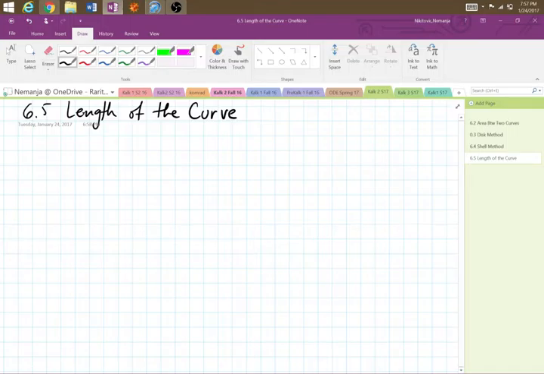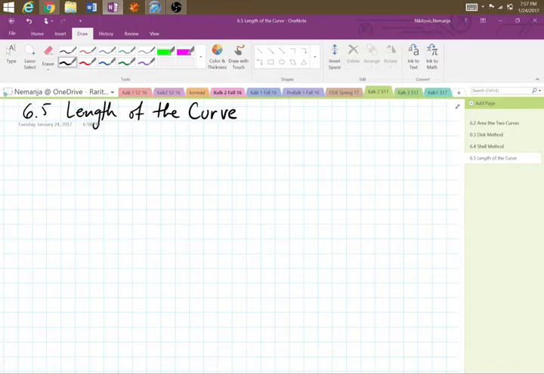Hello and welcome back to Calculus 2 section 6.5, length of the curve. So when we want to measure length of the curve, you just straighten it and then you put the measuring tape and you say whatever the length is and you're done.